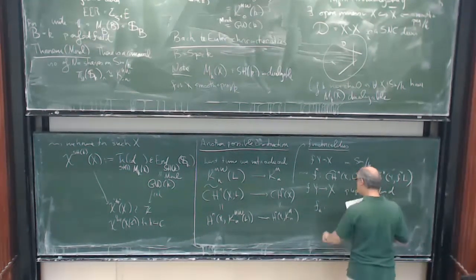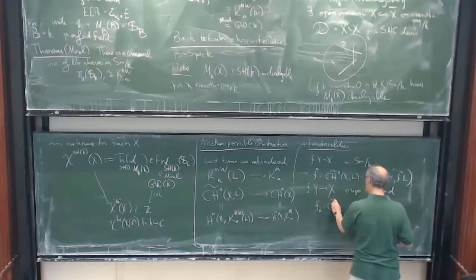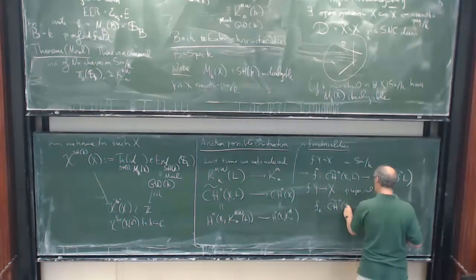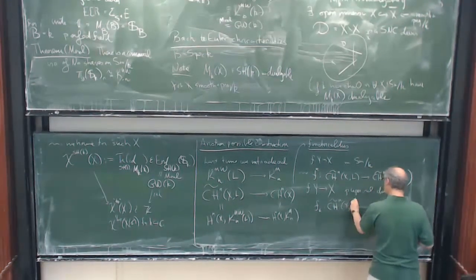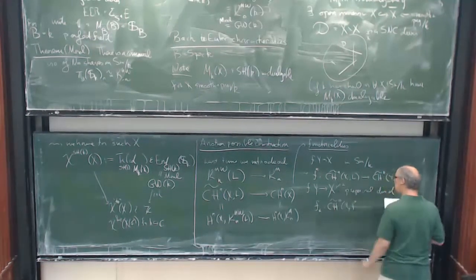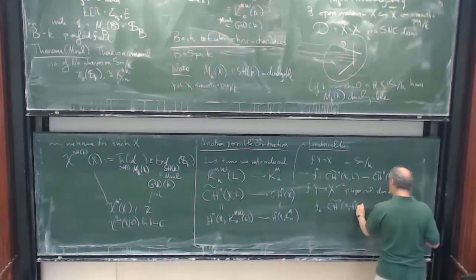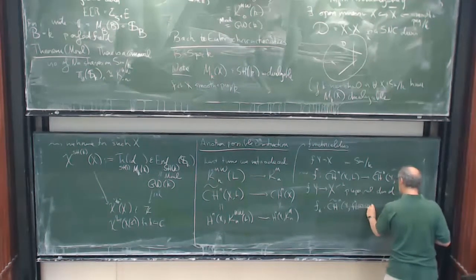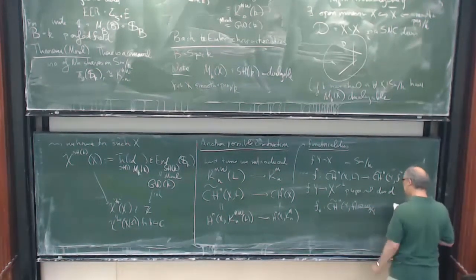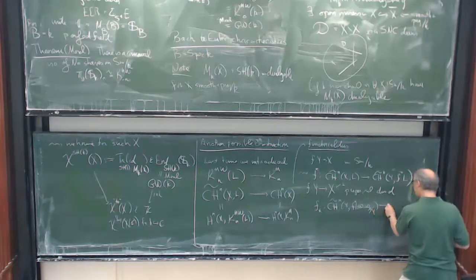Another reason why we needed this L: it goes from Chow n of y, and your L is on x always, and you can take f star of L, but now you have to twist by a relative dualizing sheaf. I'll say what this is in a second.